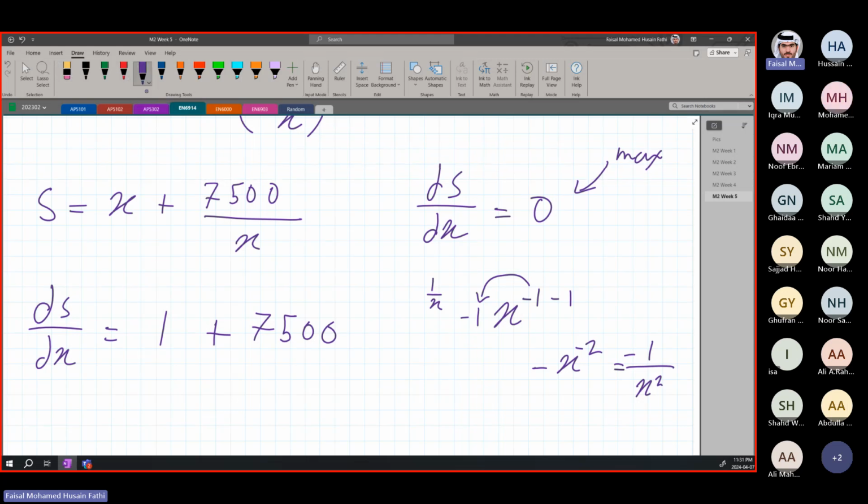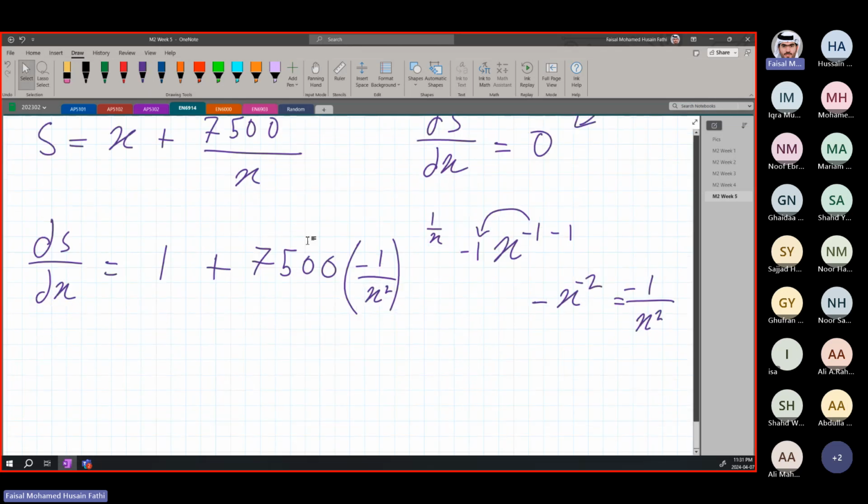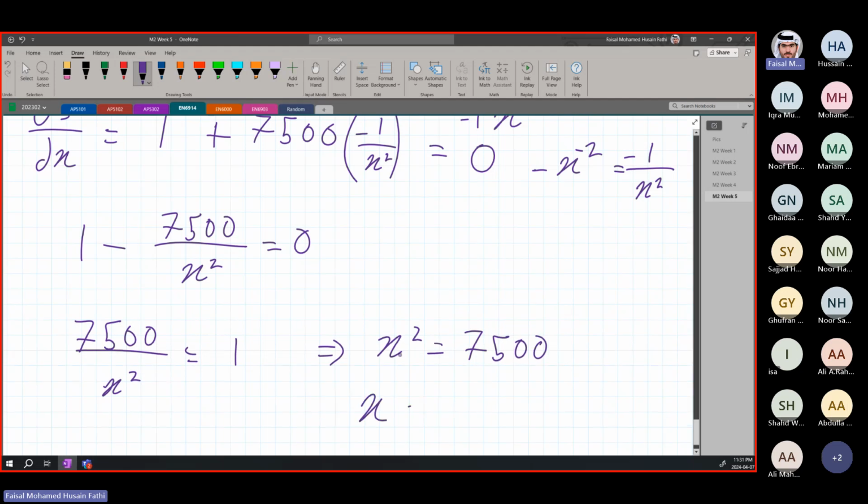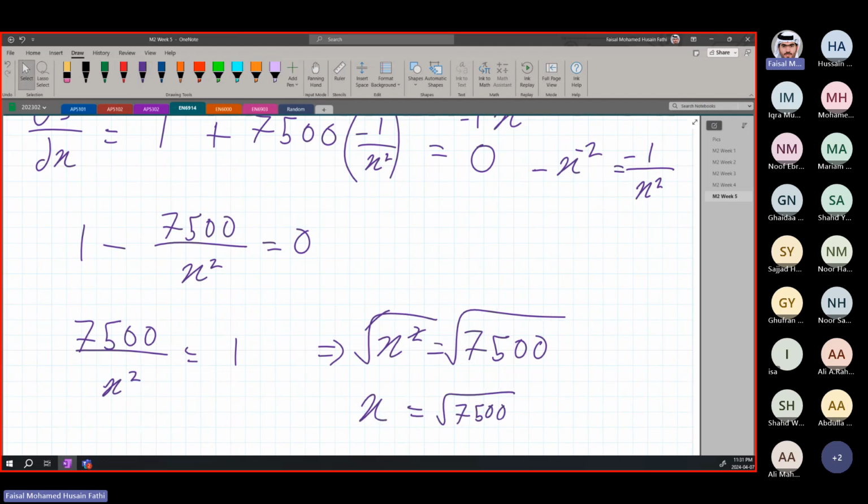So this is going to be 7,500 times minus 1 over x squared. All right? That is the differentiation. And we want this to be equal to 0. So it is going to be 1 minus 7,500 over x squared, which is equal to 0. We'll just take this to the other side: 7500 over x squared is equal to 1. That means x squared is equal to 7500. X is equal to, we're just taking the square root of both sides, the square root of 7500, whatever the number is.